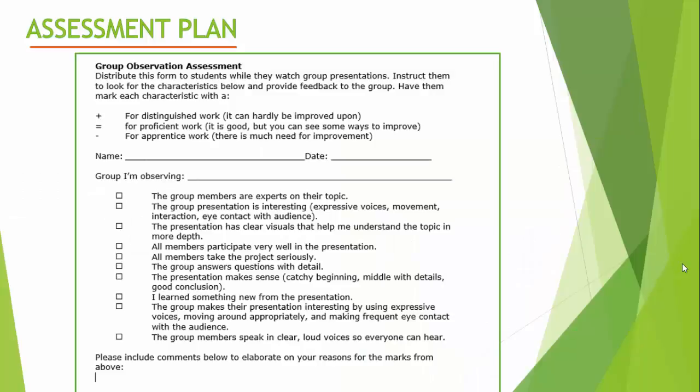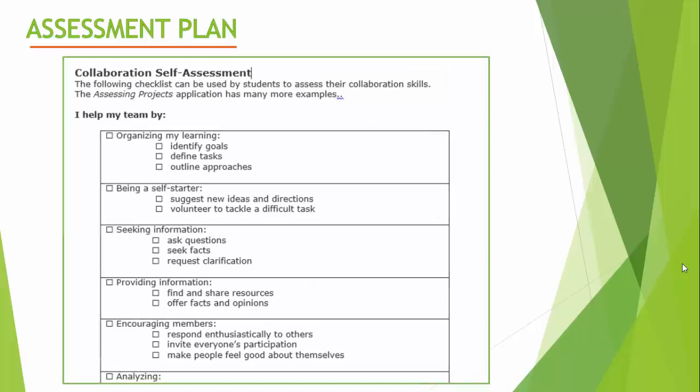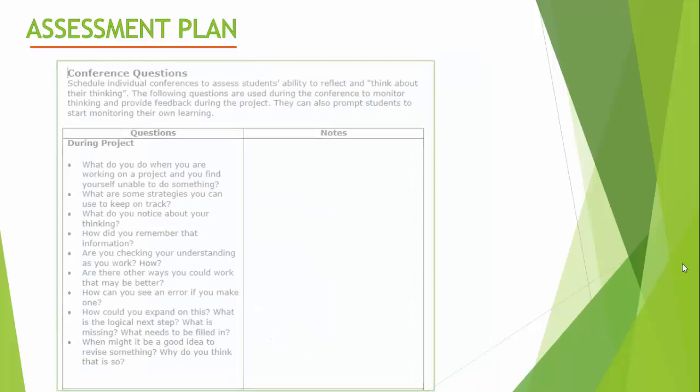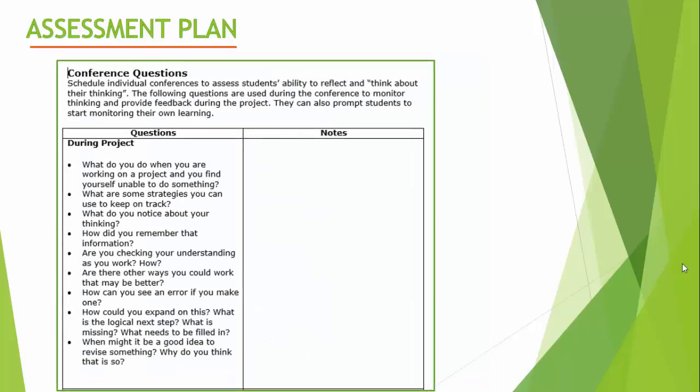When my students work on the project or presentation, they will use group observation checklists to assess other groups' performance. And after the presentation, I will provide them collaboration self-assessment to help them assess their own collaboration skills. During and after the project, I will use the conference questions to check their current understanding and to ask them to share their achievements with the class.